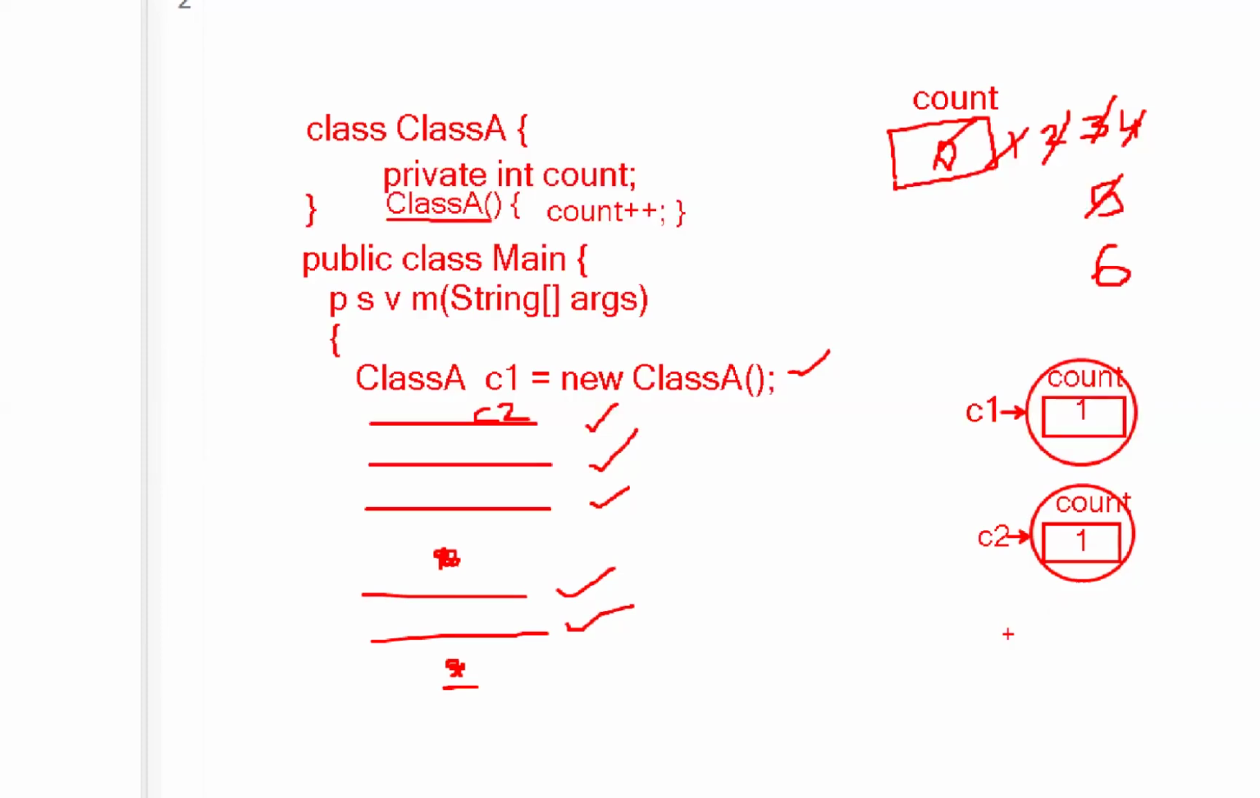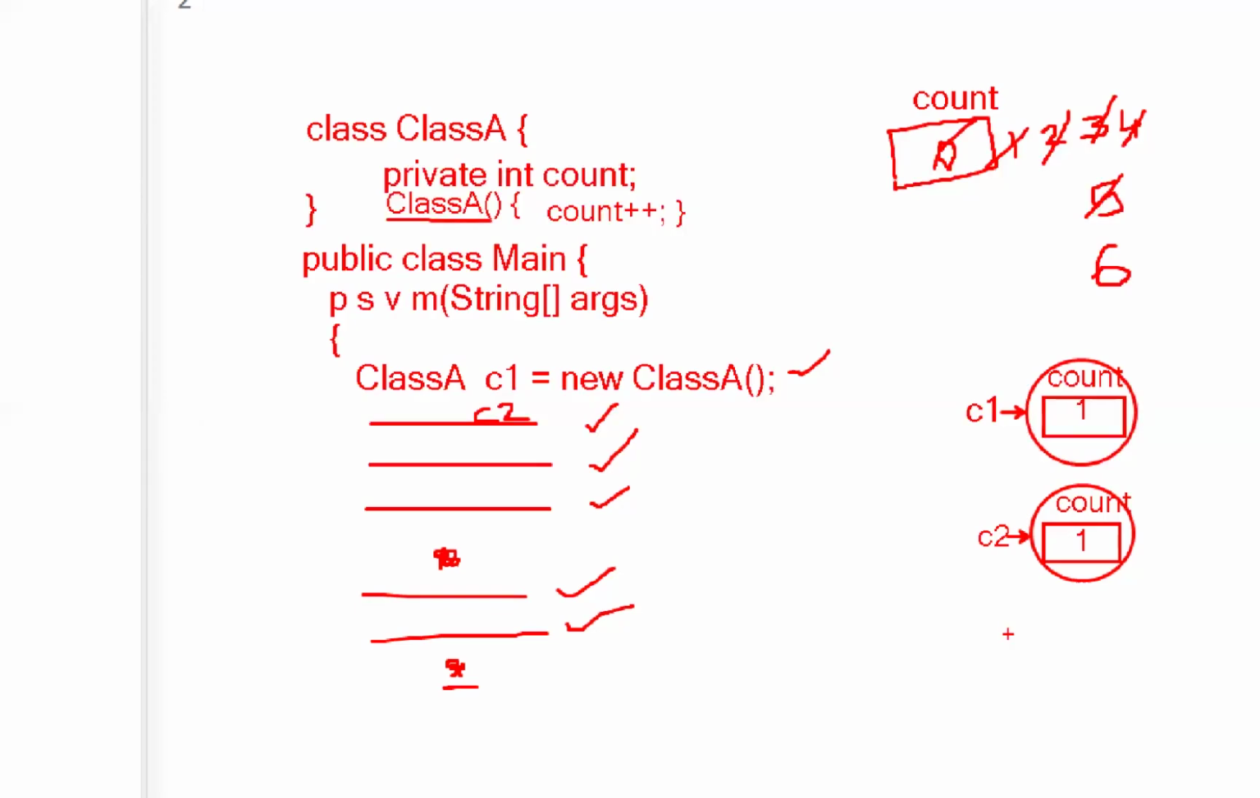Then what's the count now? If I display the count, what's the count now? One. You are getting 1 as the answer. But actually, I am creating C1, C2, C3, C4, C5. Suppose I am creating 8 objects. Even though I am creating 8 objects, in every object, what's the count value? 1. Now tell me, am I getting my correct output?